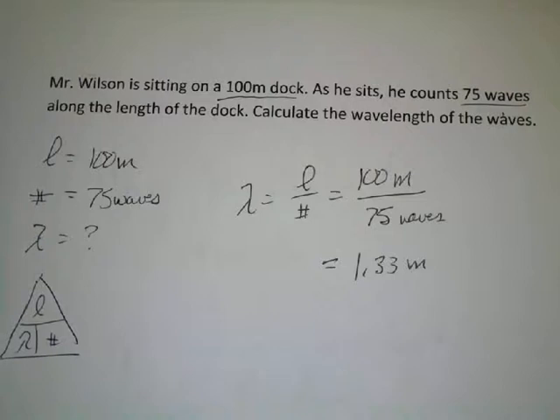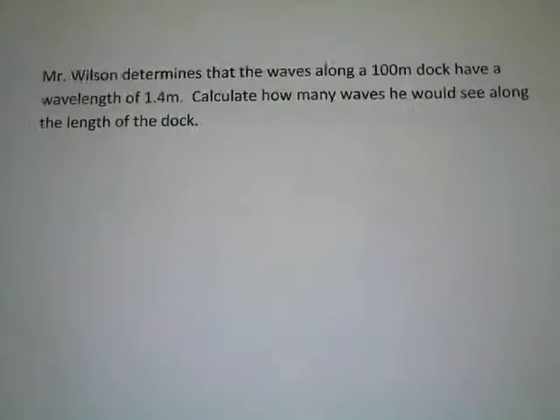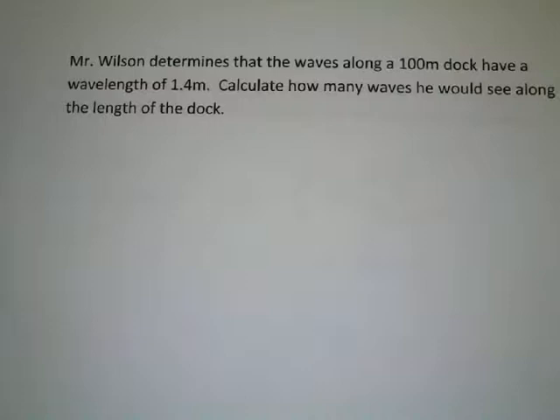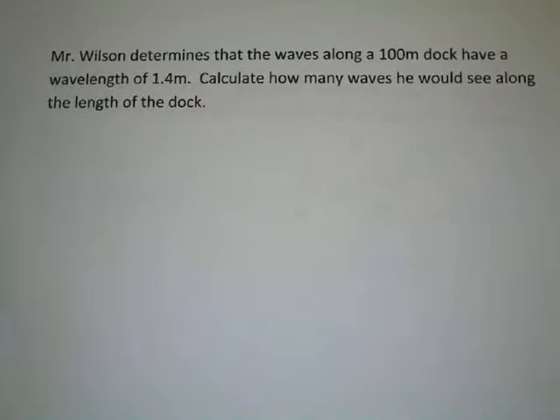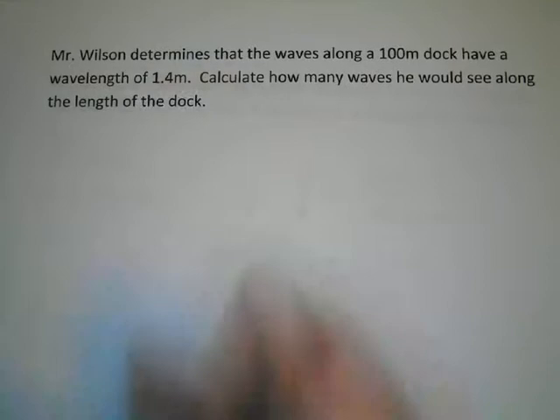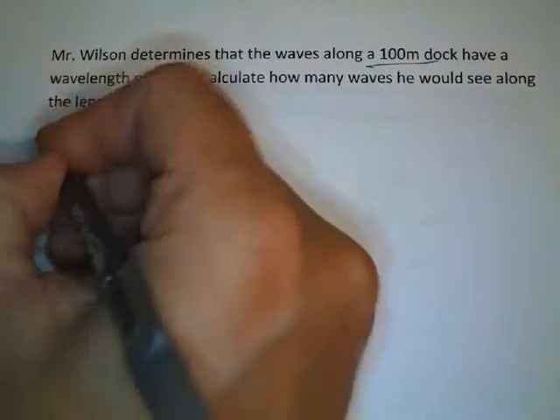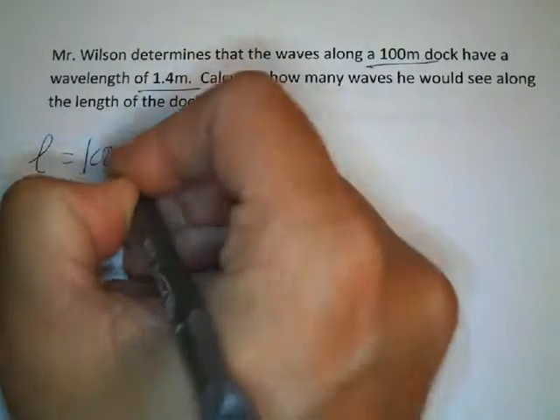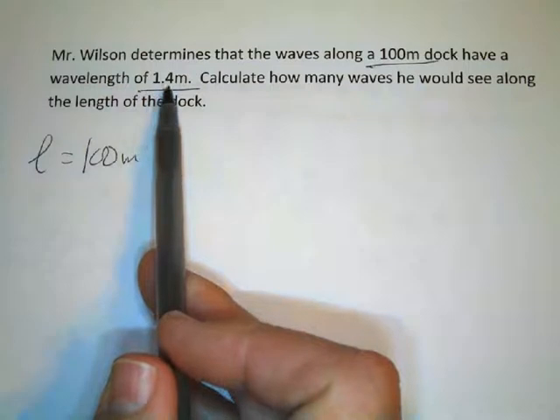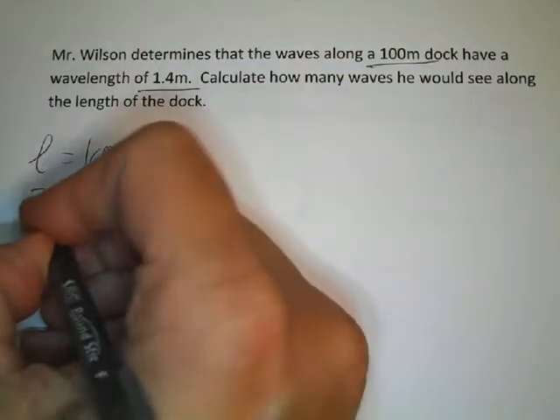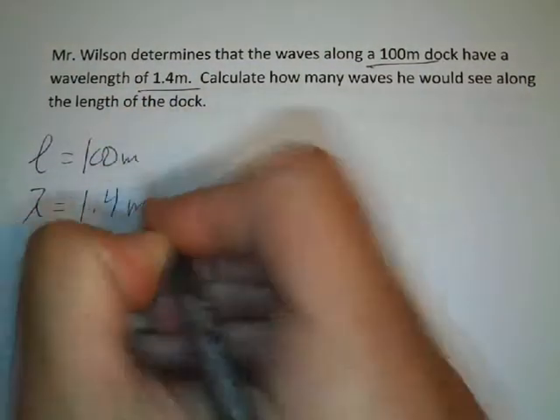Let's try a second one. Mr. Wilson determines that the waves along a 100-meter dock have a wavelength of 1.4 meters. Calculate how many waves he could see along the length of the dock. So again, first take a look at what is given to us. So again, I know that my length is equal to 100 meters. This time is the wavelength. And it says that I'm trying to find out how many waves, so I'm looking for the number.